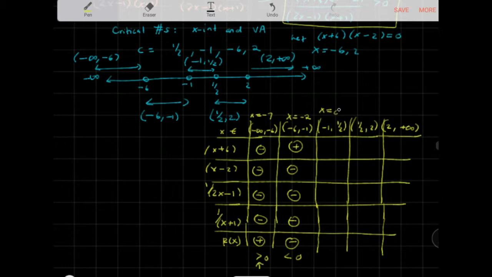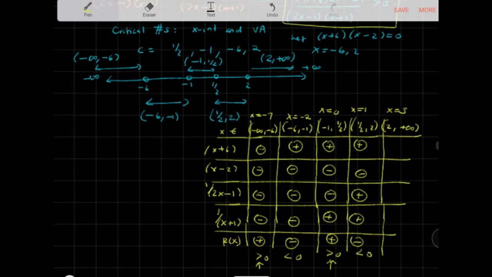Between this interval, x is equal to 0, so you get positive, negative, negative, positive, so this is positive, greater than 0. So this is another one of our solutions. Between this interval, x is equal to 1: positive, negative, positive, positive. This is negative, so this is less than 0. Between this interval, x is equal to 3, so we have positive, positive, positive, positive. So this whole thing is positive and it's greater than 0. So this is another one of our solutions.